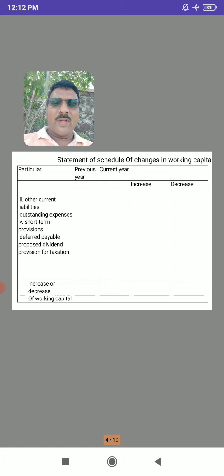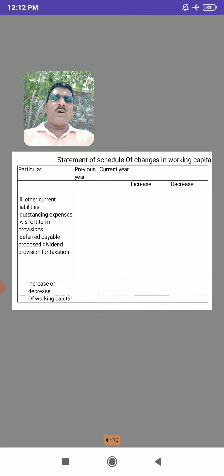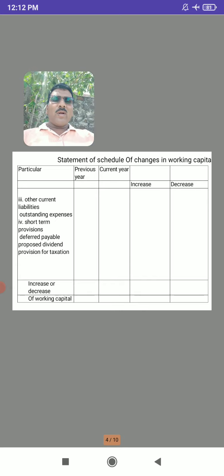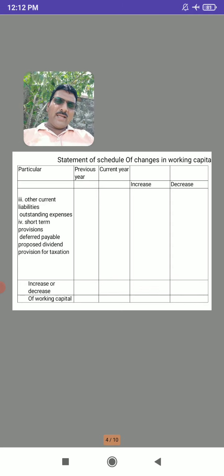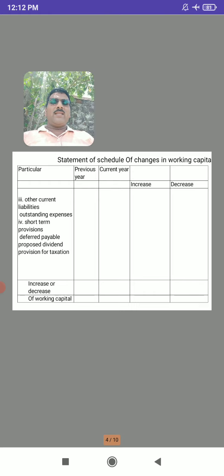Like this, finally we have to balance it, and see whether there is any change in the working capital, whether there is an increase or decrease in the working capital. In one column, either the increase column or the decrease column, we will get a larger amount, and the balance between these two is known as the decrease or increase. Like this we calculate the increase or decrease in the working capital.